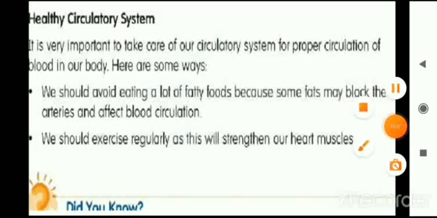We should take care of our circulatory system, right? Blood flows with the help of the circulatory system, right? So it is needed to take care of our circulatory system for proper circulation of blood in our body. Okay, and what are the different ways by which we can take care of it? We should avoid eating a lot of fatty foods like junk foods, right? Because some fats may block the arteries and affect blood circulation. Okay, that's why it is suggested that we avoid these junk foods, fast foods.